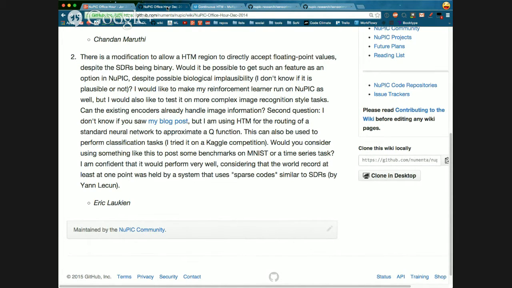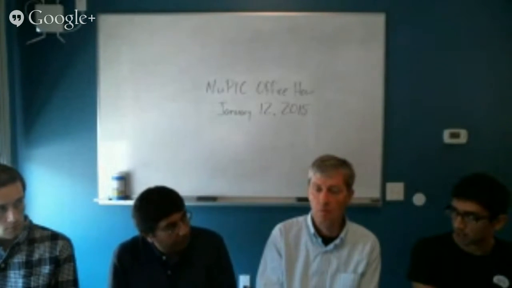I think what he's talking about is having the inputs to the spatial pooler be continuous instead of binary. And the outputs be continuous as well. Yeah, all the activations and inhibition. Okay, so maybe you know a lot.